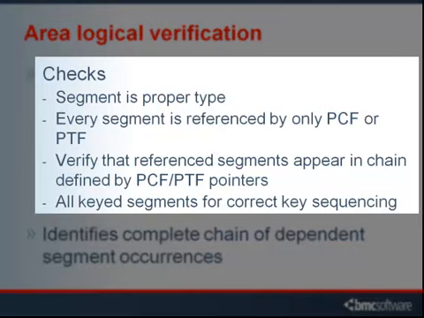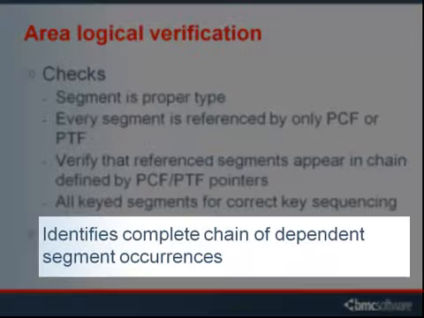The analysis function validates the logical integrity of pointers to the root and direct dependent segments. Logical verification is the process of validating that the pointer chains among segment types are correct. It checks every pointer to ensure that a segment of the proper type actually appears at the referenced relative byte address. That every segment is referenced by one and only one physical child first or physical twin forward pointer. Physical child last and subset pointers to verify that the segments that are referenced appear in the chain that is defined by the pointers. All keyed segments for correct key sequencing to ensure that the sequence keys of logically adjacent segments are ascending and unique. Logical verification identifies the complete chain of dependent segment occurrences associated with their parent segment.